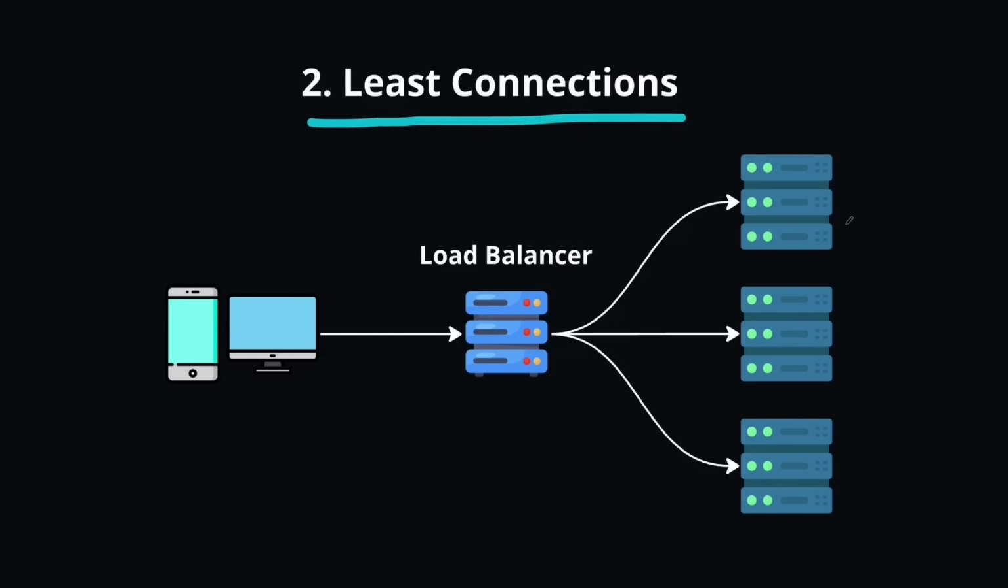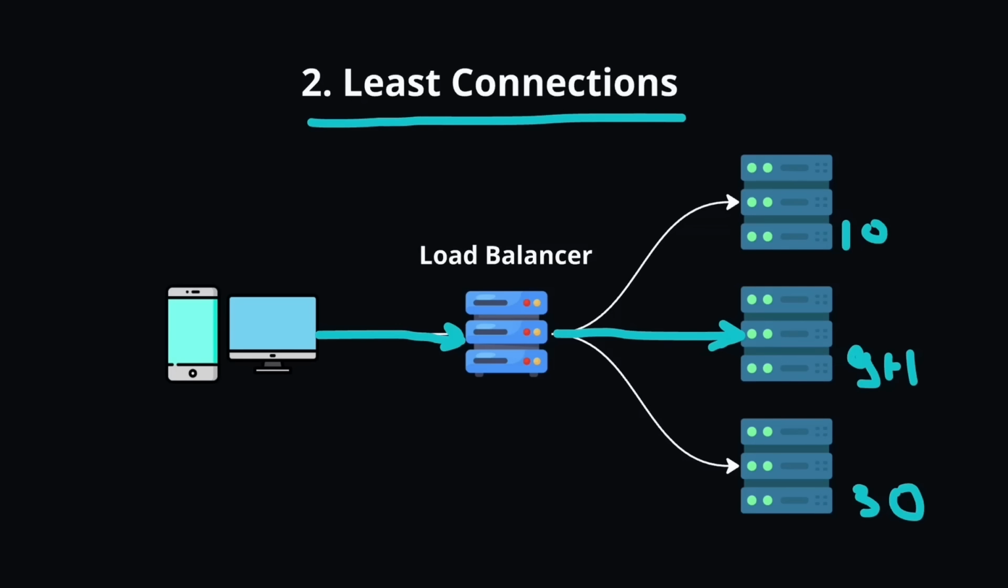For example, if we have 10 active connections on server 1, we have 9 active connections on server 2, and we have 30 active connections on server 3. If it receives a new request from the client, it will direct it to server 2 because it has the least active connections at the moment, so now it will have one more connection.